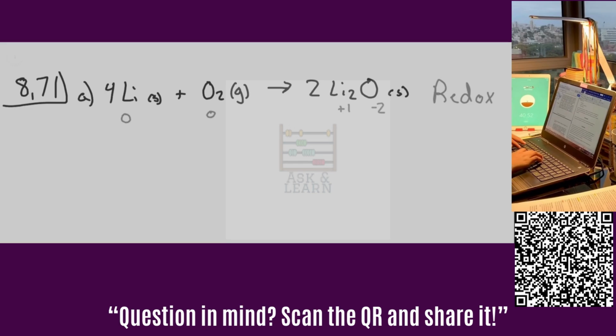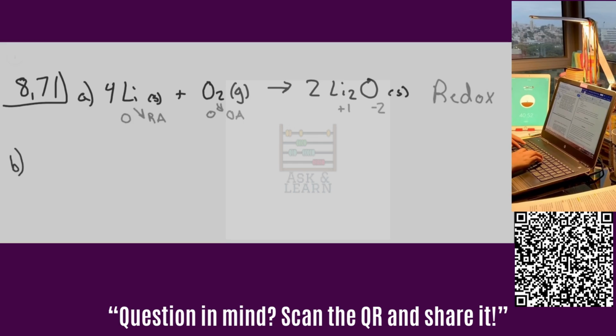And so the question is, what's the reducing agent? What's the oxidizing agent? So the reducing agent is one that is giving electrons. That means it's losing electrons itself. So lithium is going from 0 to positive, so it's losing electrons. It's the reducing agent. And oxygen is gaining electrons, which means it's being reduced. So that means it's the oxidizing agent.